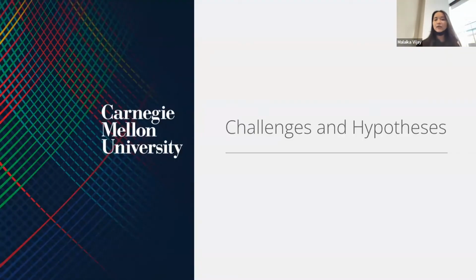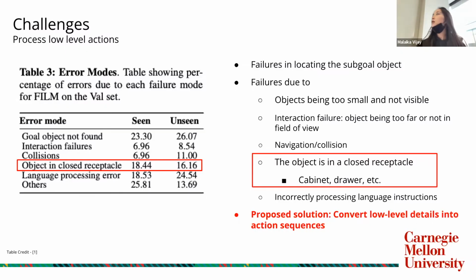Now I will introduce some of the challenges that we have identified in our project and the hypothesis, as well as the proposed solutions. The first challenge we have faced is processing low-level actions. Our current FILM model has some failures in locating the sub-goal object, and the failures are mainly due to several reasons. The first one is goal object not found. That means the object is too small and not visible from the current frame.